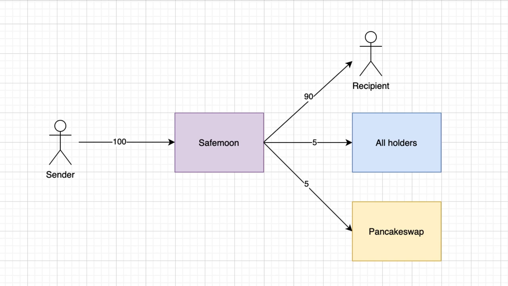Of the 10% transaction fee, half of it will be redistributed to all the holders of Safemoon tokens, and 5% will be added to the liquidity pool of Safemoon on PancakeSwap. If you've never heard of PancakeSwap, it's the biggest decentralized exchange on Binance Smart Chain. Think of it as the equivalent of Uniswap, but on Binance Smart Chain.